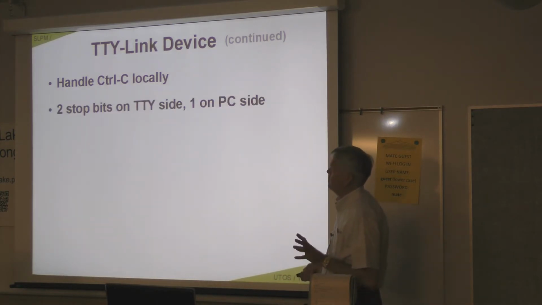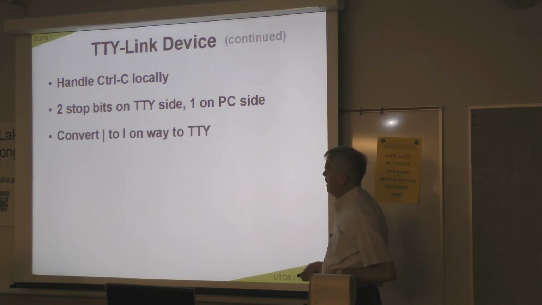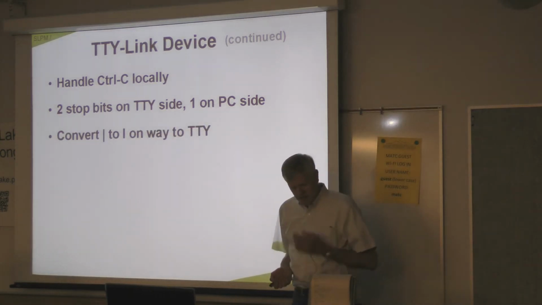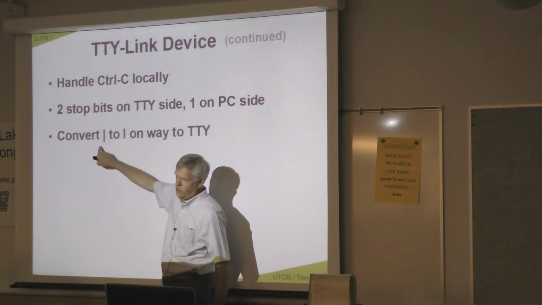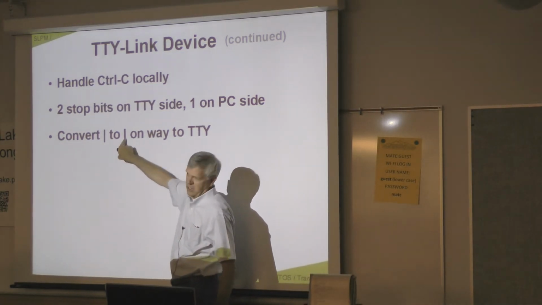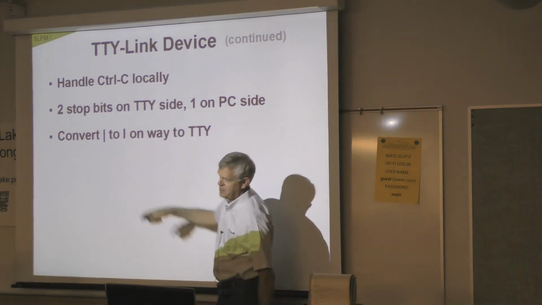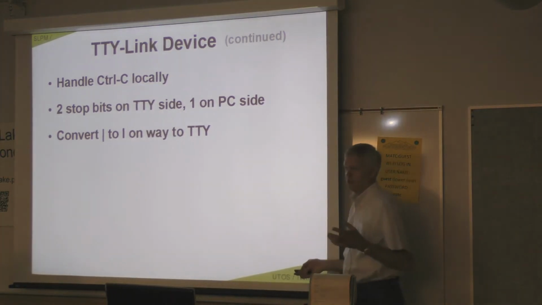And then you have an issue of different stop bits on one side versus the other. And the teletype cannot type certain characters. For example, it has no vertical slash. So you want to maybe convert that to an L or an I so that when something prints out, it looks closer to the real thing.